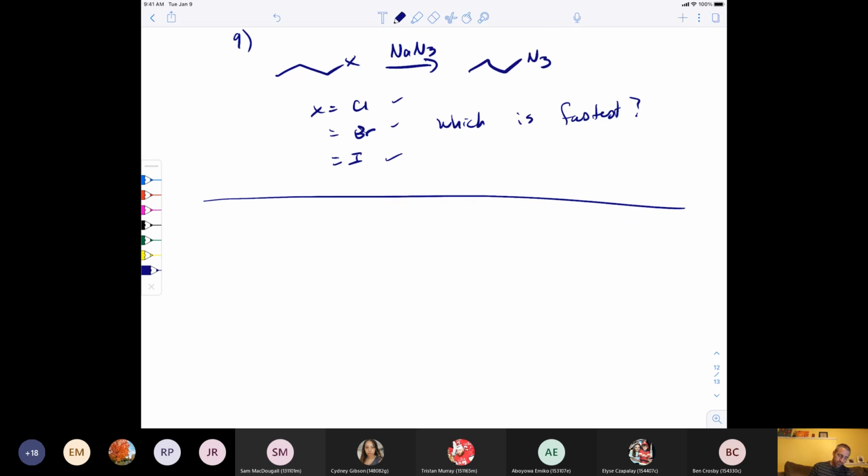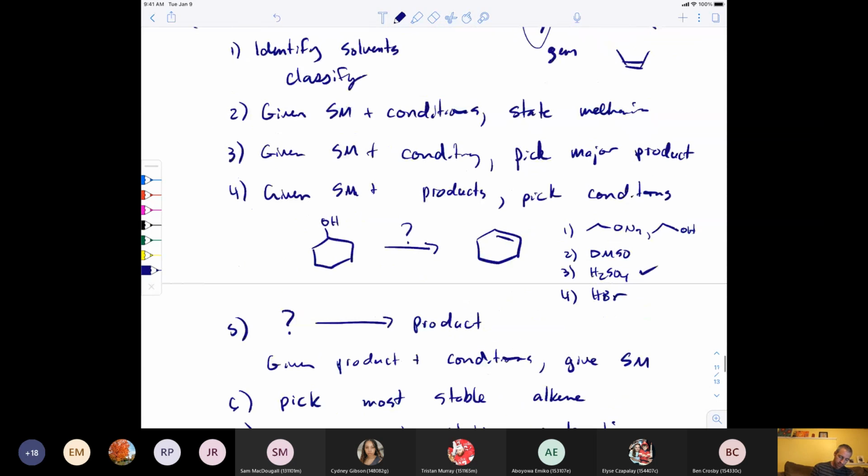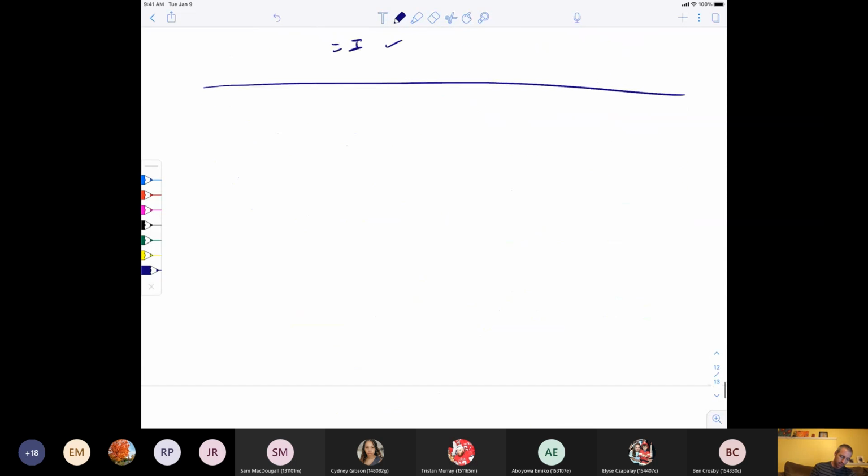Other things. A lot of them, isn't it? The main things you need to be able to do: identify the mechanism and draw them. There might be questions about the rate determining step. If I gave you a mechanism with a couple of steps, which is the rate determining step? Formation of the carbocation is always the rate determining step in any mechanism.